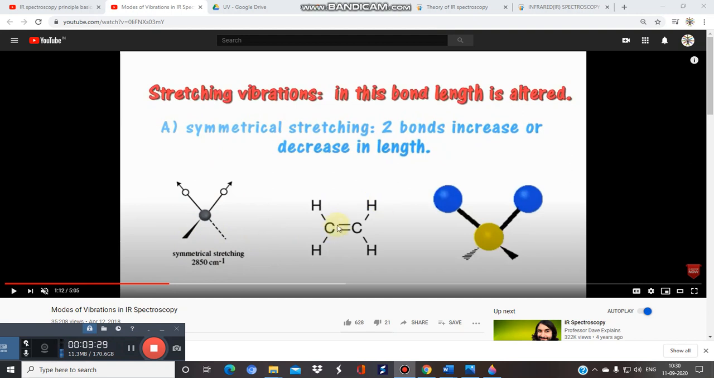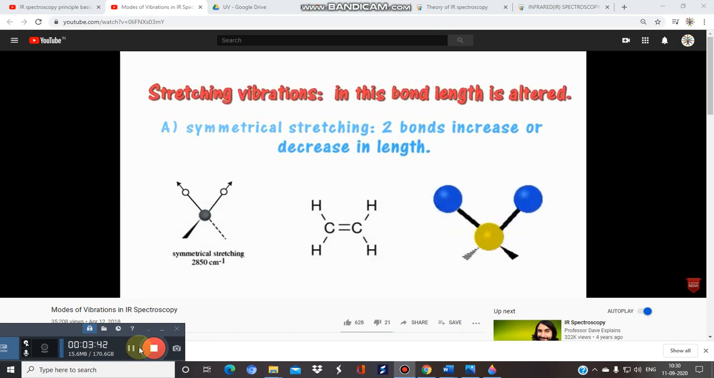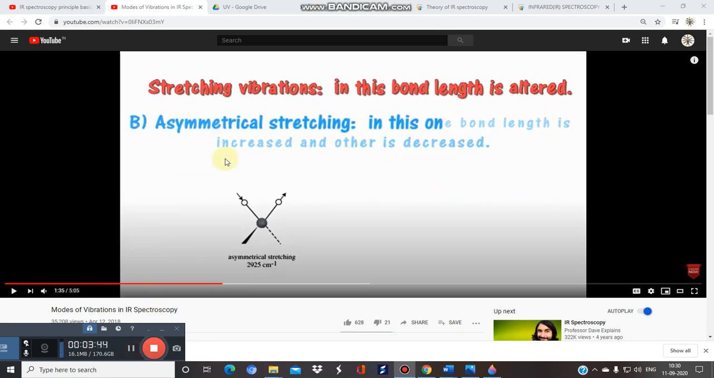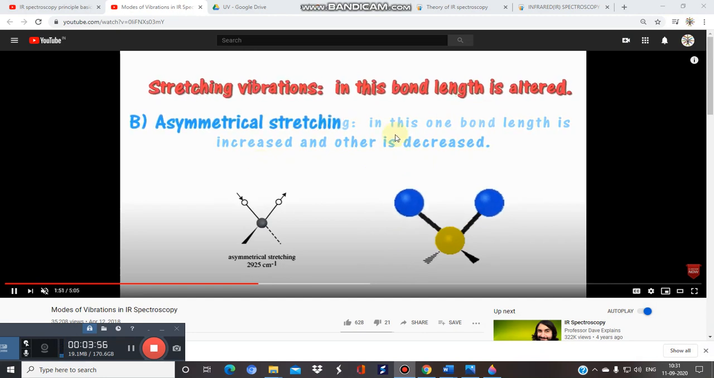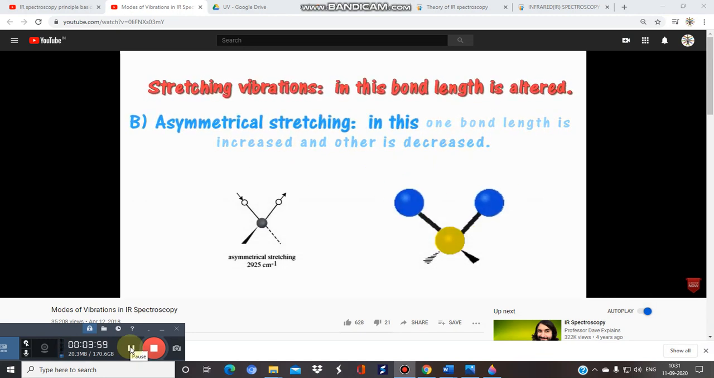So just see the structure of this ethylene molecule. I'm just running this video. These types of vibrations are known as symmetrical stretching. Increases, decreases, increases, decreases, increases, decreases. Next type is the asymmetrical stretching. In this, one bond length is increased whereas the other is decreased. Just see this. Okay, I think this is clear. One is increased and the other is decreased.